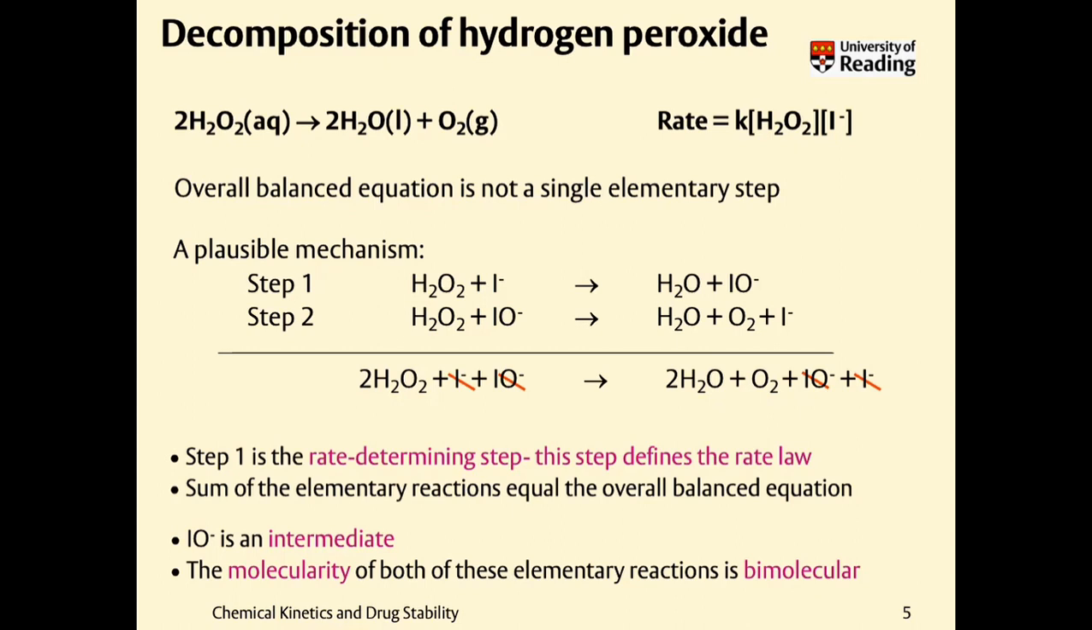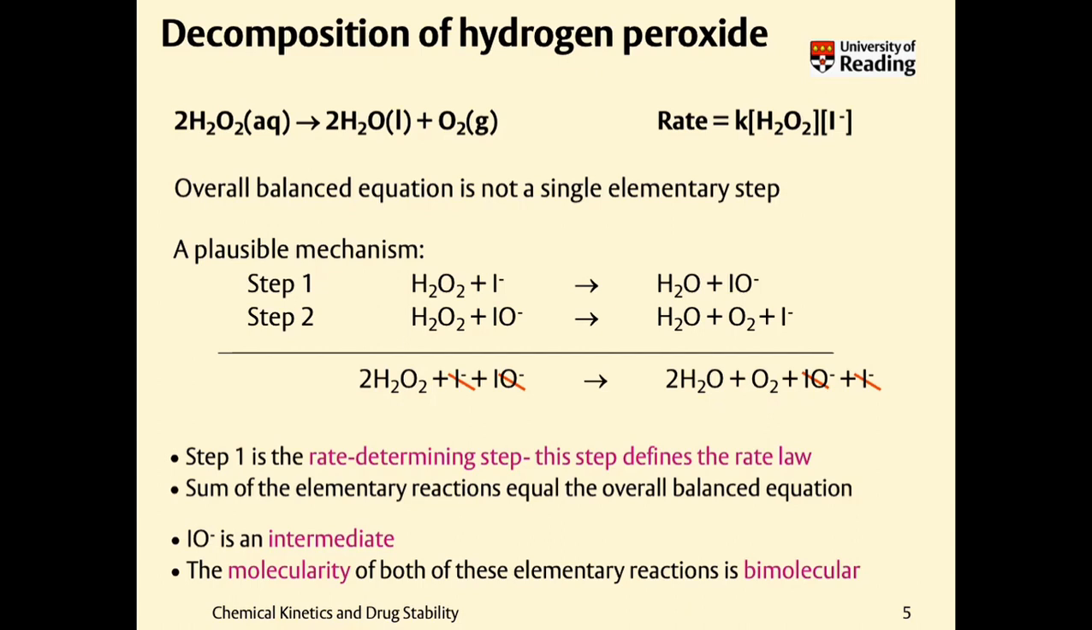And if we then look at the overall reaction, so in other words, add up the components from both sides of these two reactions, and then take away anything that's on both sides, we will end up with a reaction that is two hydrogen peroxide molecules going to form two water molecules and one oxygen molecule, which of course is the overall balanced equation for this reaction. So we have here a mechanism that fits to these two known things. It fits to the overall balanced equation, and it fits to the rate law that we have for this reaction.